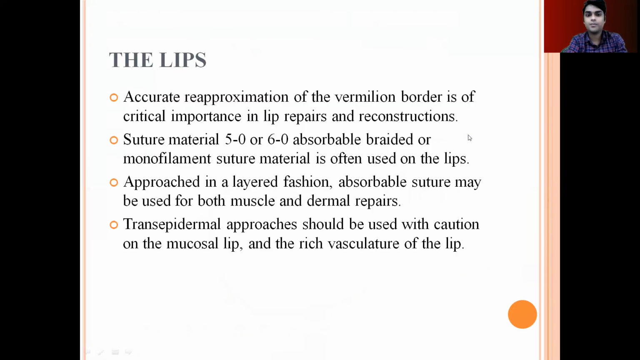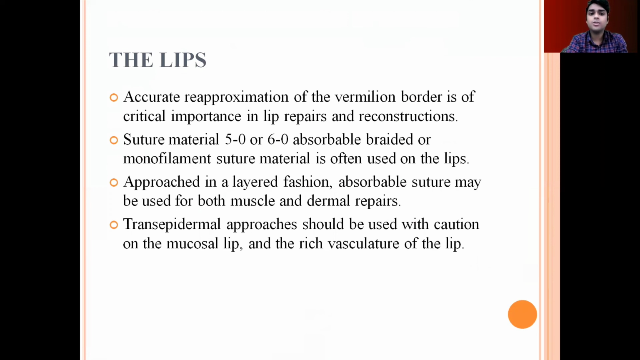Coming to the lips, what is important in closing the lip defects is the approximation of the vermilion border, which is of extreme aesthetic importance. Suture material 5-0 or 6-0 absorbable braided or monofilament suture materials is often used on the lips. It is approached in layered fashion.